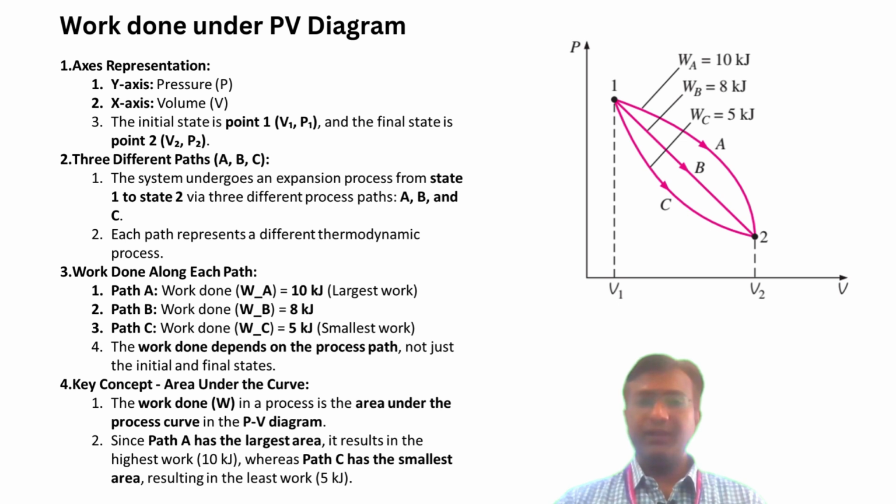Now in this case, we see that a system can take multiple paths to transit from state 1 to state 2. Here we can consider the 3 paths. Okay, coming on to the path A.